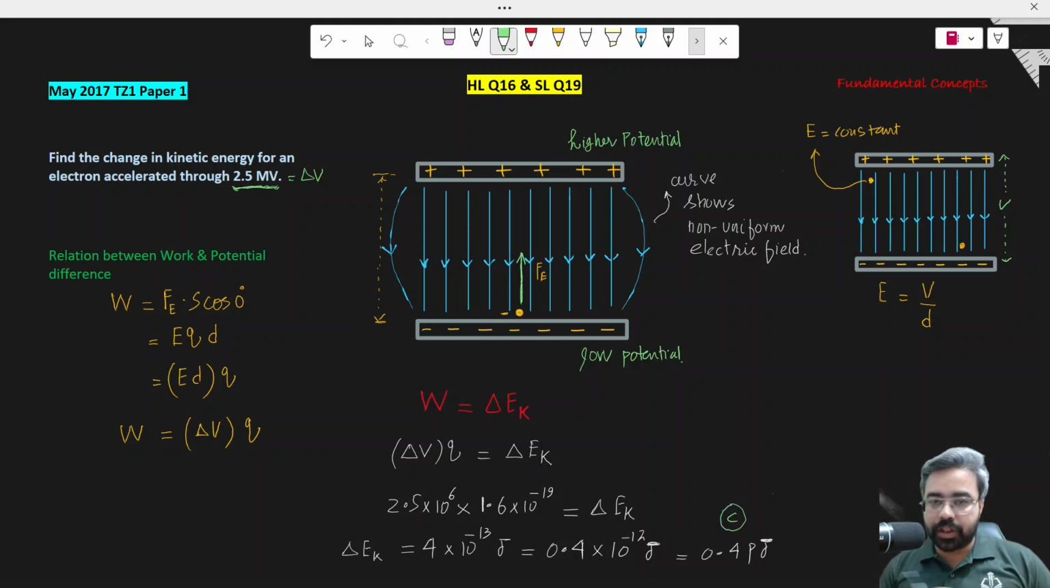Now this 0.4 picojoules means that whenever the electron traverses the distance in which the potential difference is 2.5 million volts, this much energy will be the change in kinetic energy. Now this doesn't mean that it will gain kinetic energy or that it will lose kinetic energy. It totally depends on the direction of that electron. If it is accelerating towards the higher potential, then it will be a gain of kinetic energy. Otherwise, it will be a loss of kinetic energy.